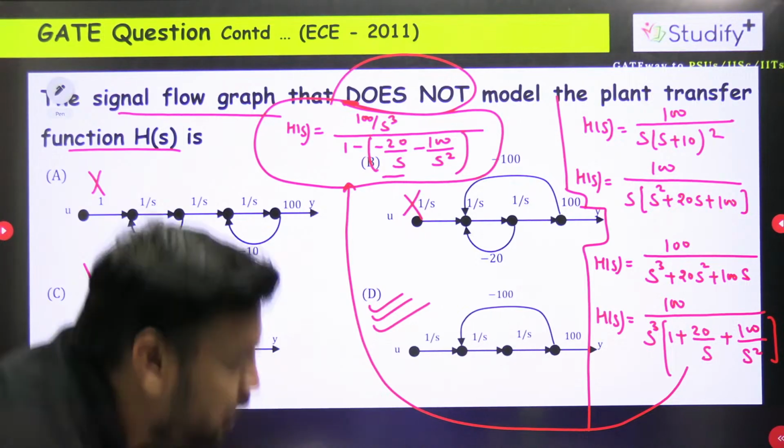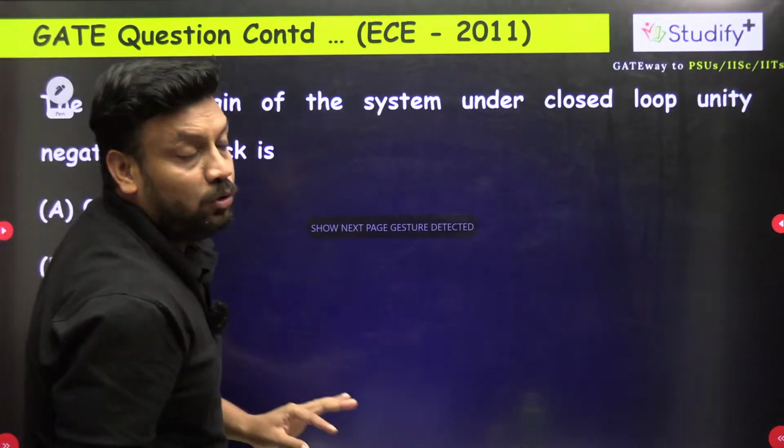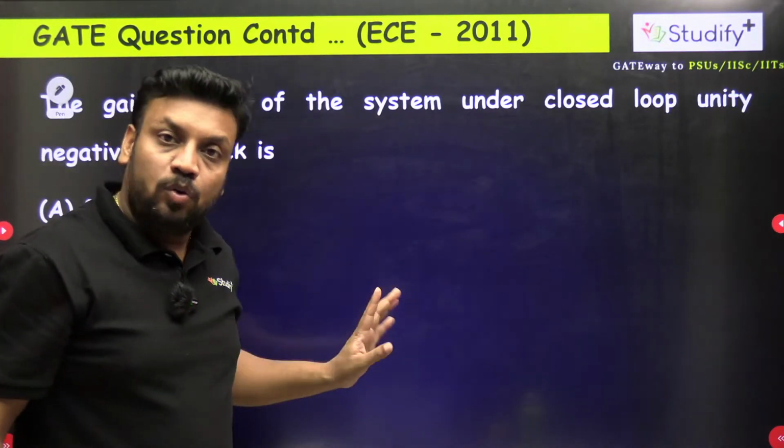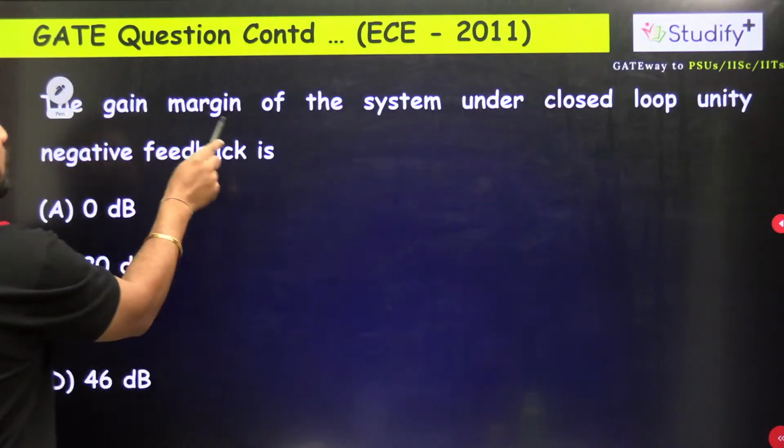Done? Shabash. Now the next question, because it is a common data question, total weightage of this question is 4 marks. So 2 marks question we completed. Now we are left with the next question. It is asking for gain margin of the system.